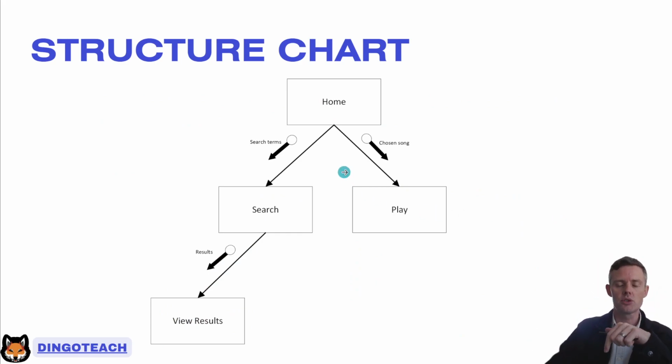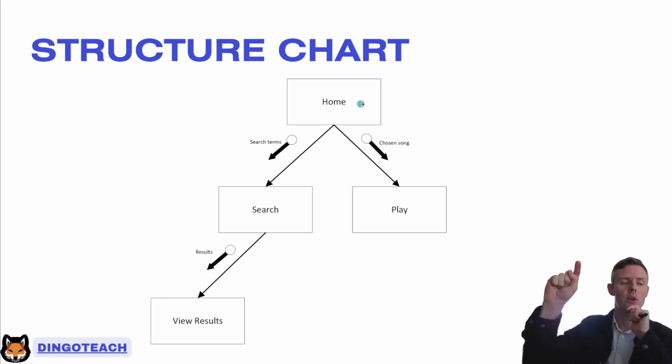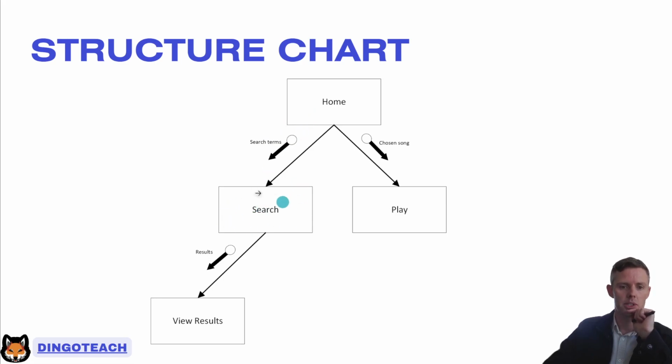The way you read a structure chart is top, down, left to right. What I mean by that is you start at the home up here. It's an upside down tree of sorts. We start at home and we first go down to the left. So we go down to the search function here. And on the way, we pass it our search terms. Okay? So down here we search, and we're sending it the search terms.